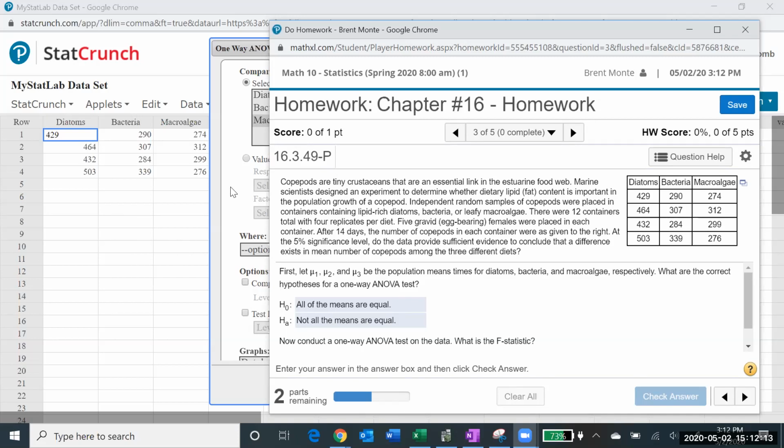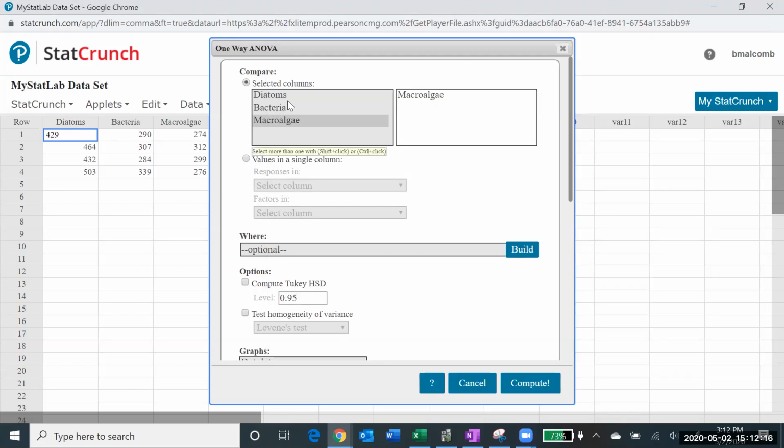So let's do this. We'll go back here. I'm going to select diatoms, hit Shift, and then click on microalgae and it'll select them all. It even tells you right there, select more than one with Shift click or Control click. So remember, Control click will pick one at a time, but Shift click will pick everything from the bottom to the top, whatever you're listing. Okay, so I've got all of those.